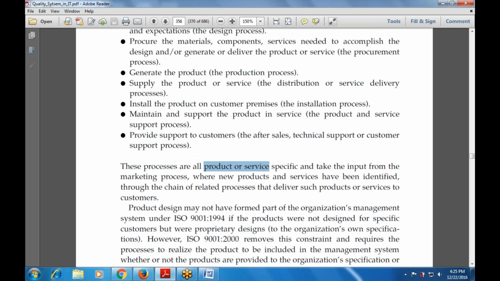And these processes are product or service specific and take the input from the marketing process, where new products and services have been identified through the chain of related processes that delivers such products and services to the customers.